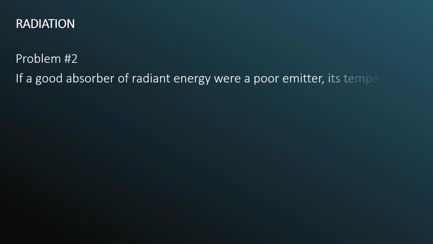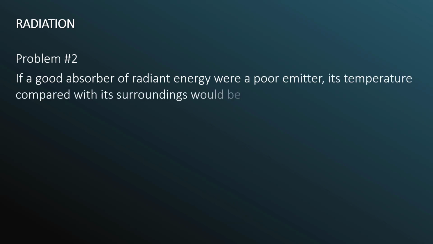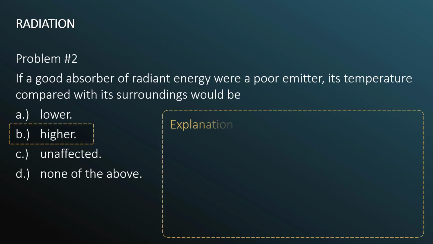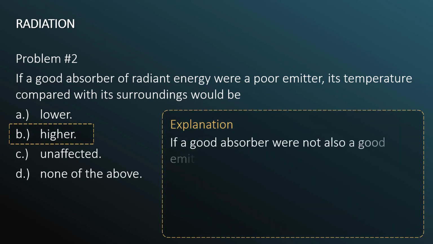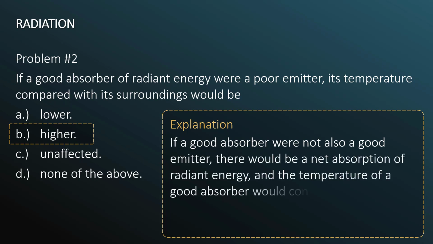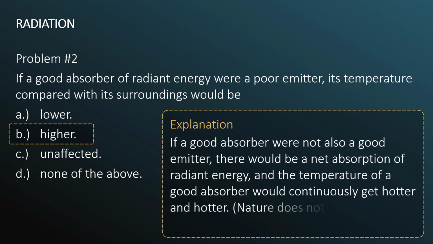Problem 2. If a good absorber of radiant energy were a poor emitter, its temperature compared with its surroundings would be: A. Lower, B. Higher, C. Unaffected, D. None of the above. The answer, of course, is higher. And the explanation is that if a good absorber were not also a good emitter, there would be a net absorption of radiant energy, and the temperature of a good absorber would continuously get hotter, all the way up to infinite temperature. But we know that nature does not behave this way.